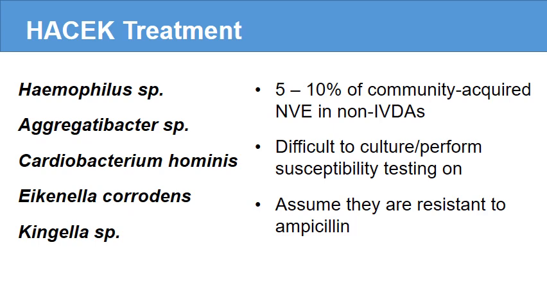It is sometimes, though, difficult to culture the pathogens, but you can assume that they are resistant to ampicillin. In the past, ampicillin was used as the treatment of choice for some of these organisms, but the development of beta-lactamases from many of these strains has basically resulted in ampicillin being unreliable as a treatment option.